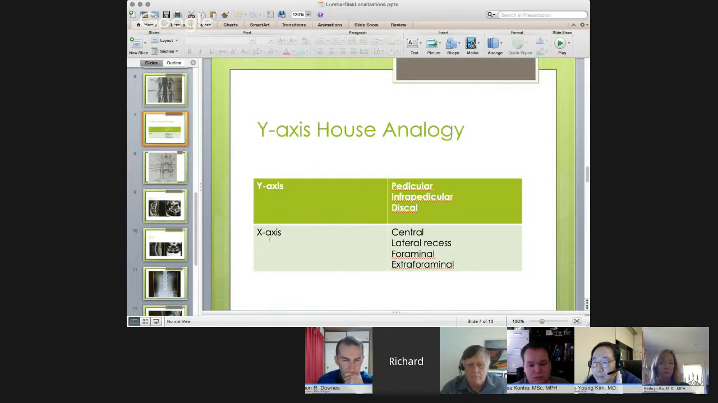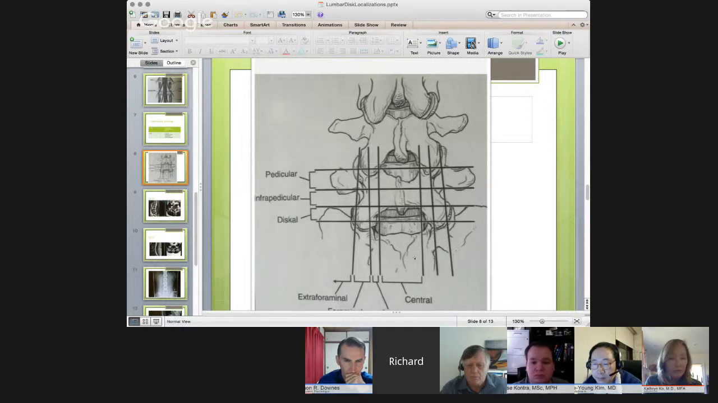But the x-axis got described not at the same time with Dr. McCullough's y-axis analogy, but there you have central, lateral, foraminal and extraforaminal. So this is a great diagram that came out of the Orthopedic Knowledge Update 4, but it's been recopied from Dr. McCullough's publications. So here you are at the pedicle level. So PID: pedicle, infrapedicular, and discal.